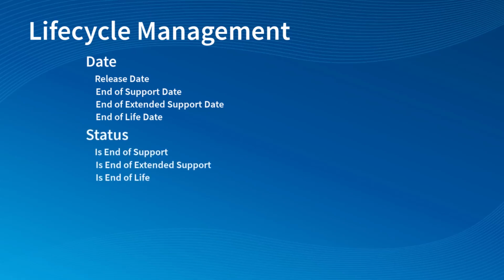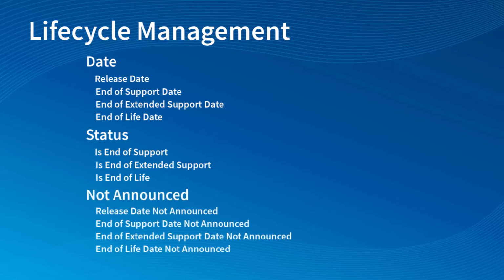The second one is status, indicating what stage of the lifecycle the application is currently in. Here we support end of support, end of extended support, and end of life. The third and last one is called not announced, indicating that the lifecycle information has not yet been publicly stated by the software vendor of the application. Here we support release date not announced, end of support date not announced, end of extended support date not announced, and end of life date not announced.